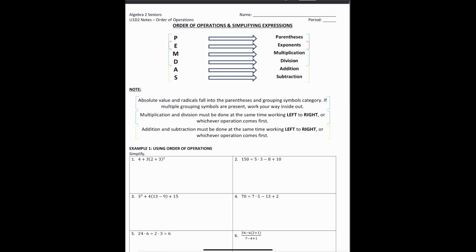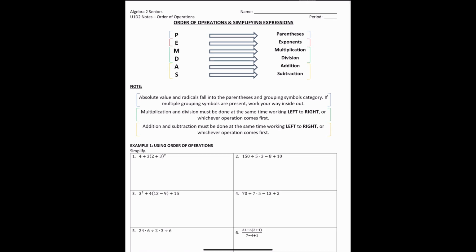So, first thing, we have P for parentheses. If you see parentheses, you're going to handle that first, then exponents, then multiplication or division, and then addition or subtraction. So here are some notes that you need to be aware of. Absolute value and radicals fall into the parentheses and grouping symbols category. If multiple grouping symbols are present, work your way inside out.